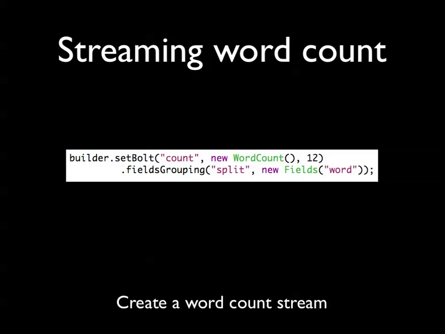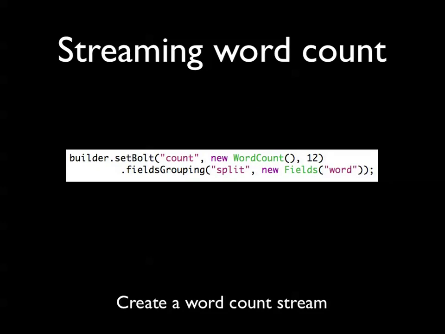Now the last bolt in this topology is the word count bolt. This bolt takes in a stream of words and emits a stream of word counts. We give this bolt an ID of count. The implementation is word count, which again we'll look at in a second. We give this bolt a parallelism of 12. Then in this bolt we say we want to read from the split component using a fields grouping on the word field. You might be wondering, why are you doing a fields grouping here?